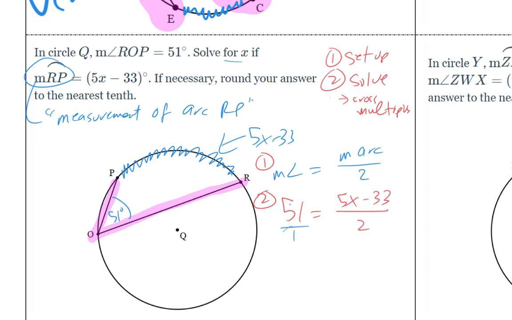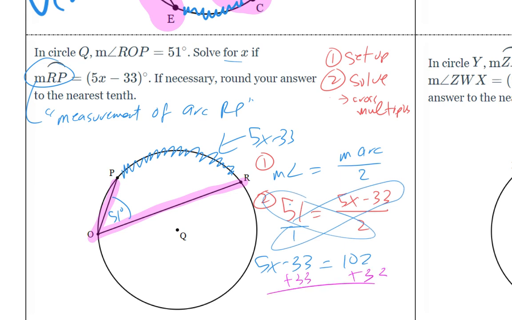And then I'm going to think, okay, this times this, so that'll give me 5x minus 33 equals 2 times 51, which is equal to 102. All right, so now we're just going to do our basic math, right? Once we set it up like that, we're just going to solve. So we're going to get 5x equals 135, right?